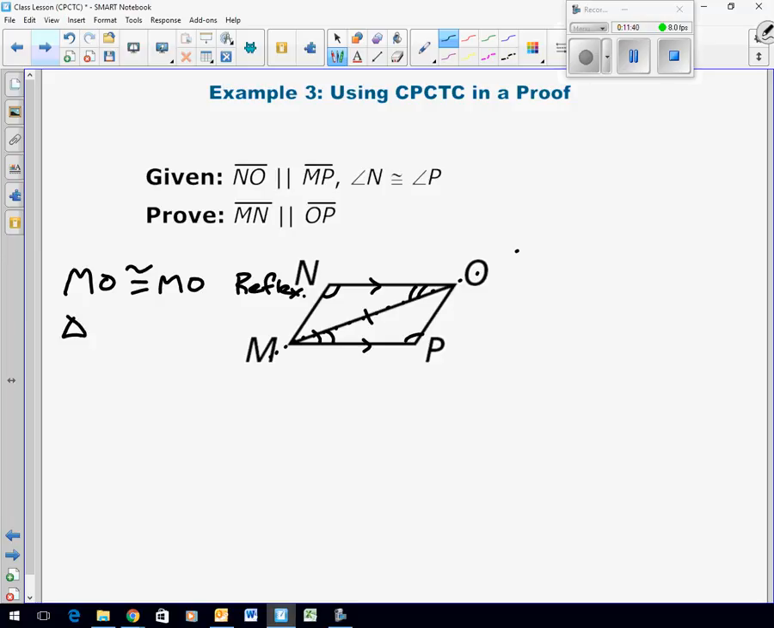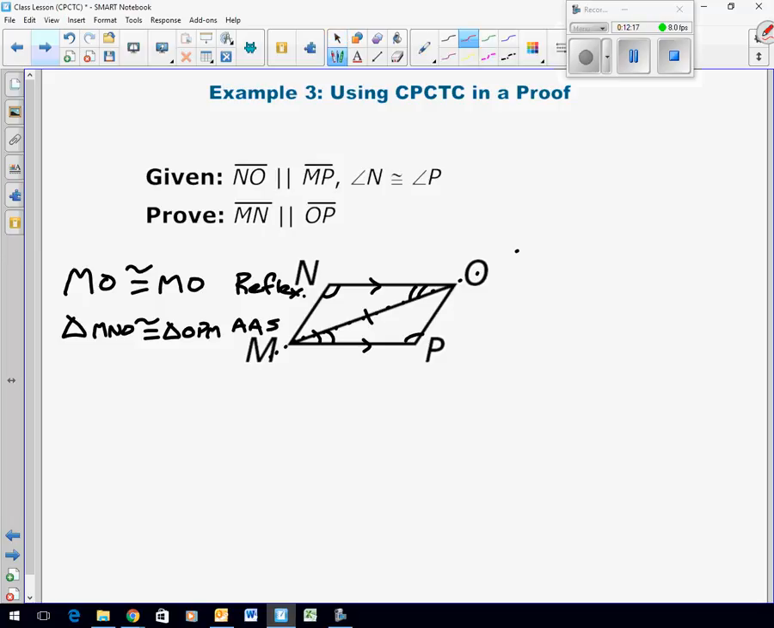Triangle, let's call it MNO, is congruent to triangle OPM through angle, angle, side. If triangle MNO is congruent to triangle OPM, what does that mean about the corresponding sides and angles? They're congruent. How do you know?